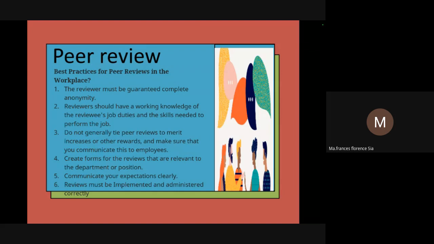Then, reviews must be implemented and administered. Peer reviews can provide you with insights that you might never have otherwise discovered. However, you should remember that they are intended as supplementary guidance rather than replacements for existing performance reviews or your own judgment.